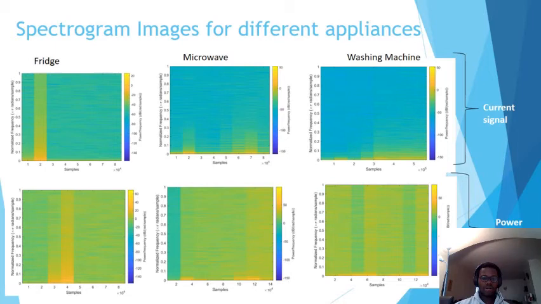As an example, I've extracted three appliance classes: the fridge, the microwave, and the washing machine. So basically, I've shown the difference between current signal and the power signal. Horizontally, I've just shown the current signals, and at the bottom, I've shown the power signals for different appliances.